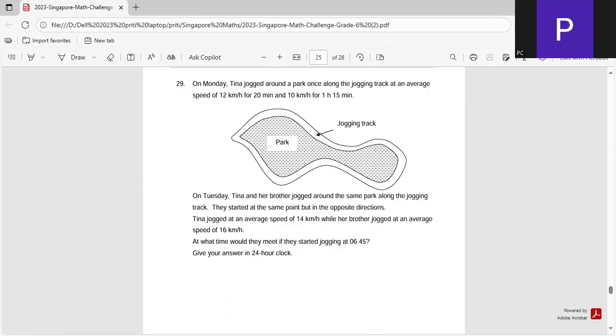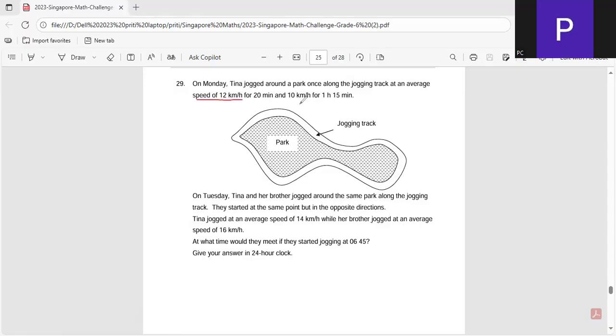Question number 29. On Monday, Tina jogged around the park once along the jogging track at an average speed of 12 km per hour for 20 minutes and 10 km per hour for 1 hour 15 minutes. On Tuesday, Tina and her brother jogged around the same park along the jogging track. They started at the same point but in opposite directions. Tina jogged at an average speed of 14 km per hour, while her brother jogged at an average of 16 km per hour. At what time would they meet if they started jogging at 6:45? Give your answer in 24-hour format.